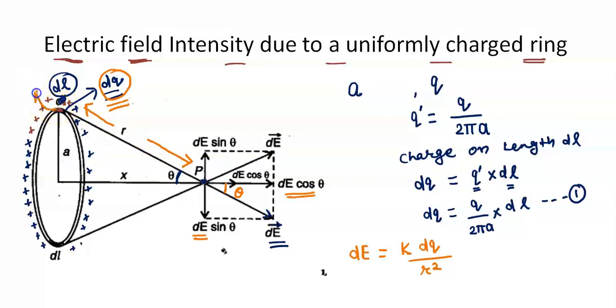We can call it point A, where this small length dl is situated. Okay, so this is dE. Now what you can do is you can say this is equation number 2. Now you have to understand that if we have this length dl here at the top, similarly we can have a similar length dl here at the bottom also.